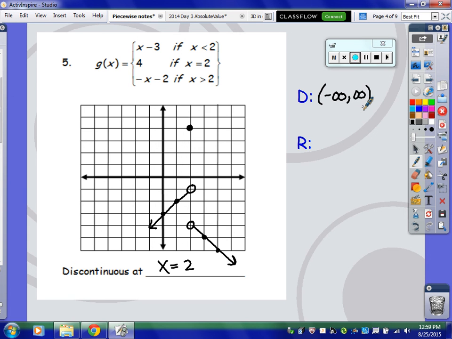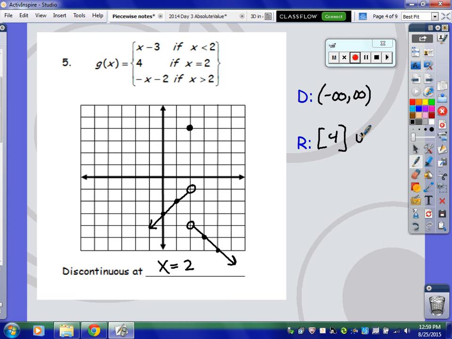All right, how about our range? That's going to be a little bit more complicated. Okay, so let's look at our range. Well, we've got this value at 4, okay, and that's the only thing we have in the upper part of our graph. So here, we're at 4, all right, and we've got a jump in there, so we're going to put a union in there. We'll talk, just ask me questions, class, if you have any.